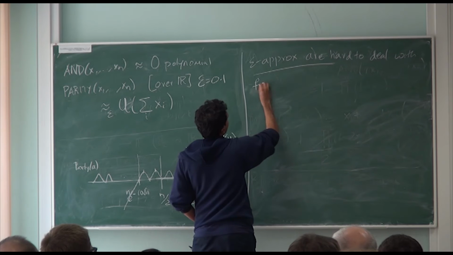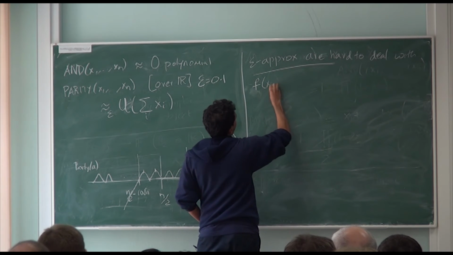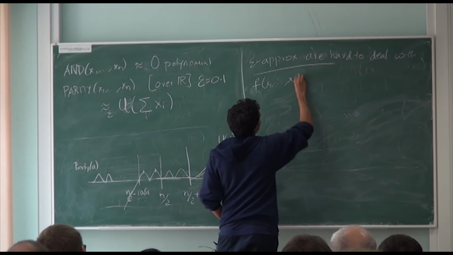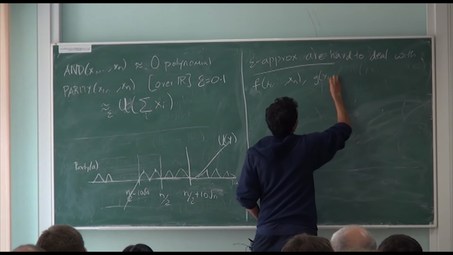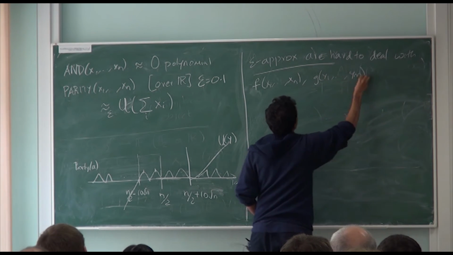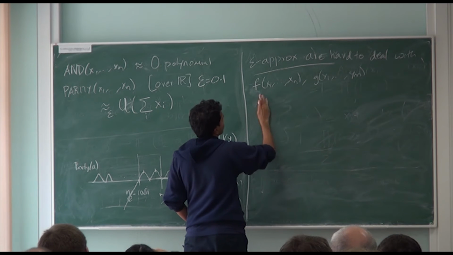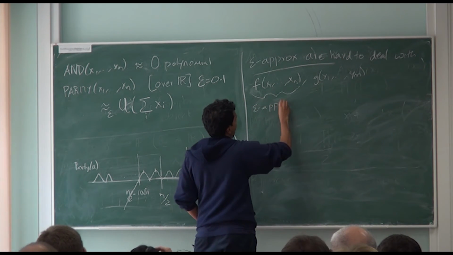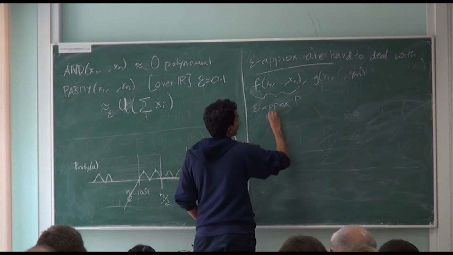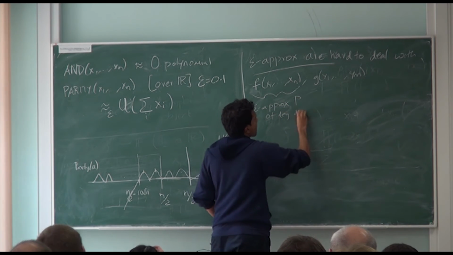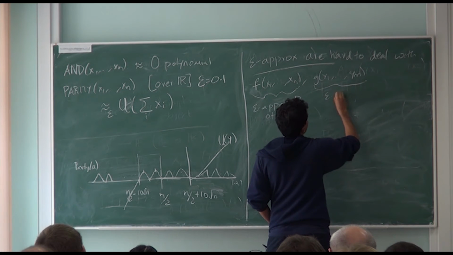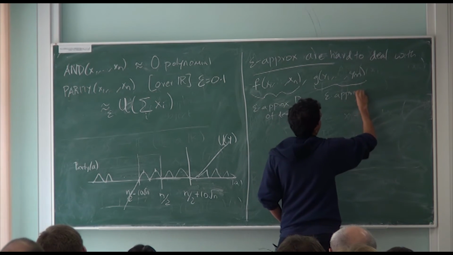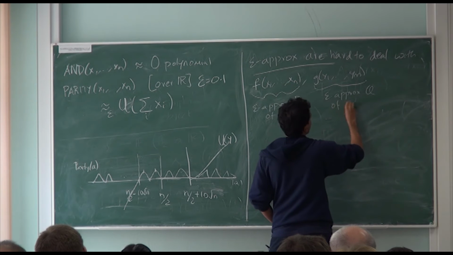What do I mean by that? Suppose I have two Boolean functions, let's say f of x1 to xn and g of y1 to ym, and let's assume that f has an epsilon approximation p of degree d1, and g has an epsilon approximation q of degree d2.